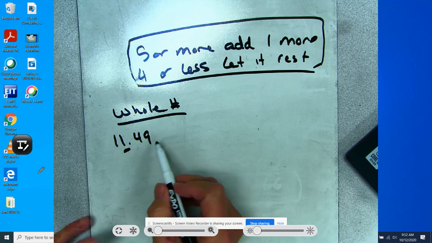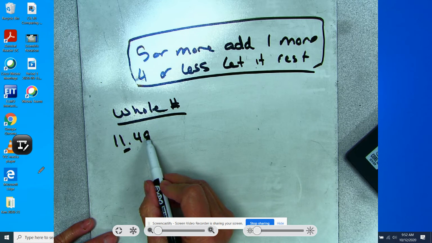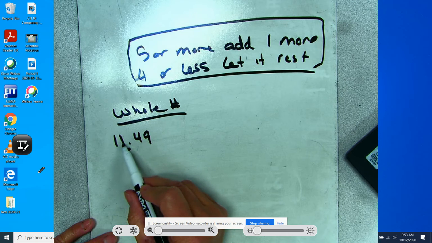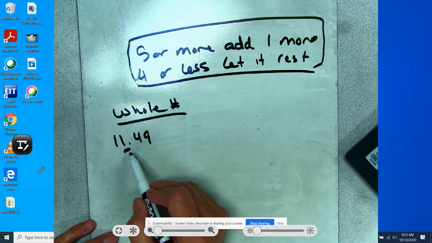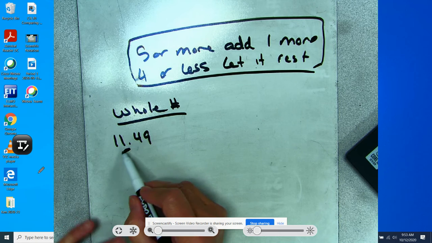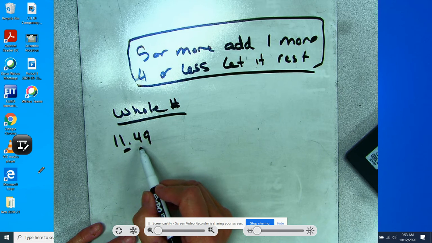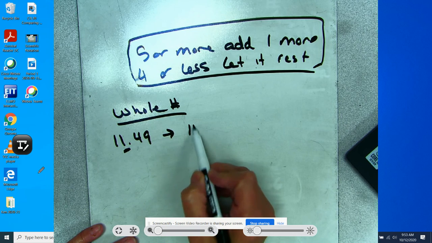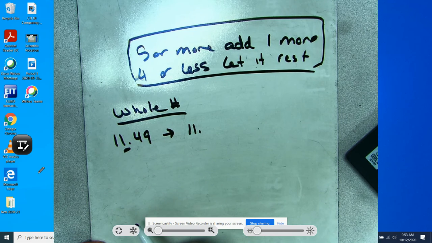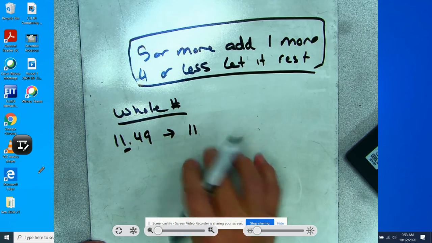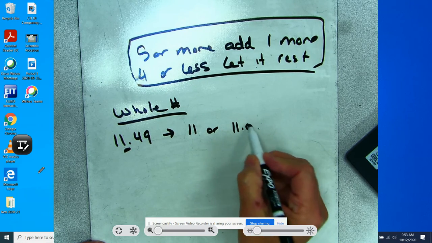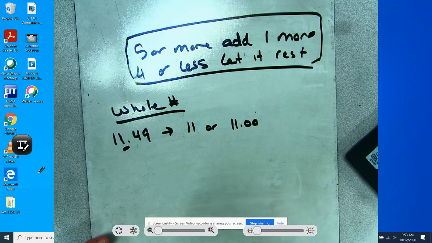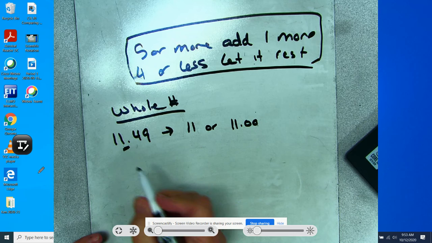Now, this is one of those touchy kind of situations. Because that's a 9, that does kind of make the 4 round up to a 5, which would make this become 1 bigger. But if you were looking at this as money, $11.49 is less than half of $1.49. Therefore, this would round to just 11. Okay, and it's going to be 11, or you could put 11.00. It doesn't matter. The extra zeros to the right of a decimal are kind of useless.